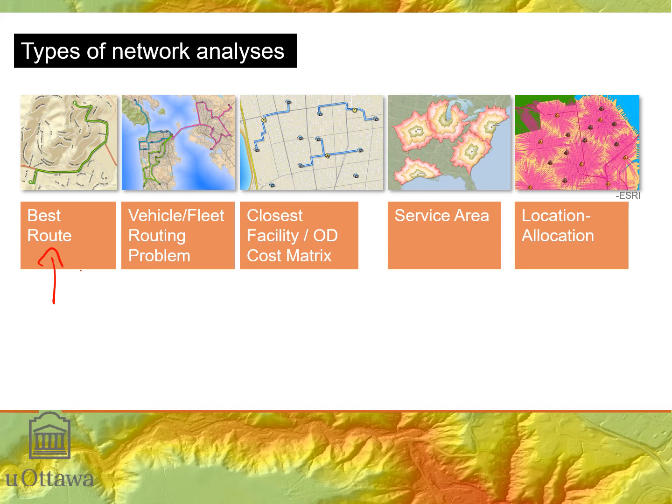Of course, these higher analyses we can't do on Google Maps. Vehicle routing and fleet problems. Well, some of them you can do if you pay for it and you know their API and stuff like that. Some you can't. So vehicle routing problems, closest facility, service areas, and very importantly, location allocation modeling.